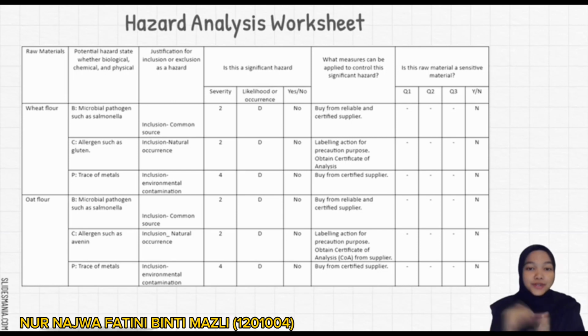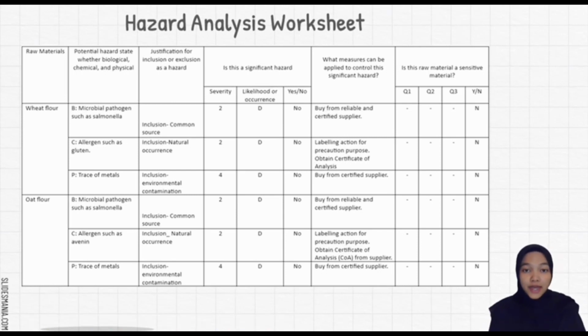Alright, now we'll move on to the hazard analysis for raw materials. There are 7 ingredients for our product, and I will explain the first 4 ingredients, which include the wheat flour, oat flour, salt, and sodium silicates. Wheat flour and oat flour have potential hazards from all categories: biological, chemical, and physical. After going through the risk assessment based on severity and likelihood for each hazard, we can conclude that all of the hazards are not significant and can be controlled by applying the control measures I've suggested in this table.